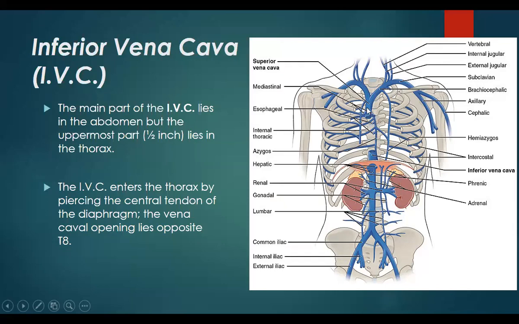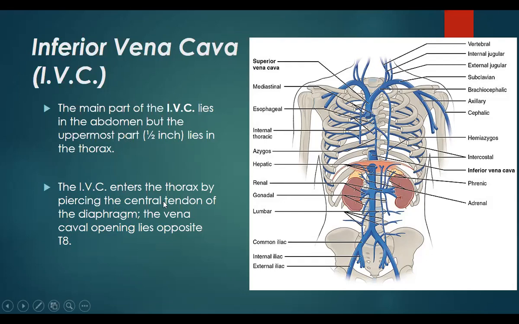So this azygous vein is opening into the superior vena cava before piercing the pericardium. So this is the superior vena cava. This is the inferior vena cava. The main part of the inferior vena cava lies in the abdomen, as I said before. But the uppermost part, just half an inch, lies in the thoracic region. A very short part lies in the thoracic region.